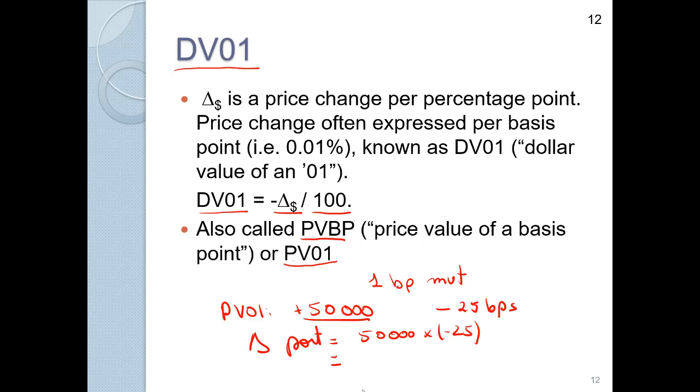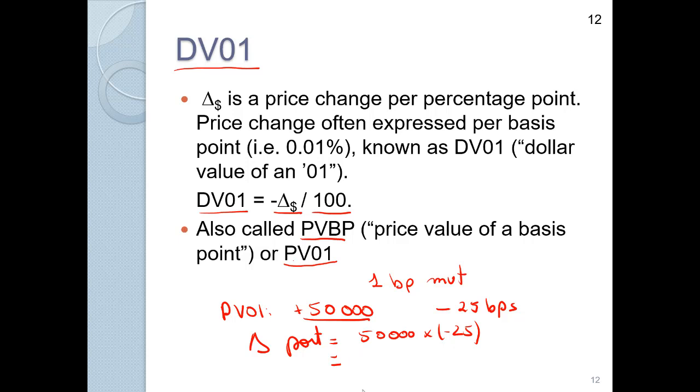An alternative sensitivity that is mainly used at banks is the DV01 or the PV01. The DV01 is basically defined as minus delta dollar over 100. And it basically measures how much your portfolio is going to move by a 1 basis point movement. So imagine that the PV01 is $50,000. Then a 1 basis point movement is going to make your portfolio change by $50,000.